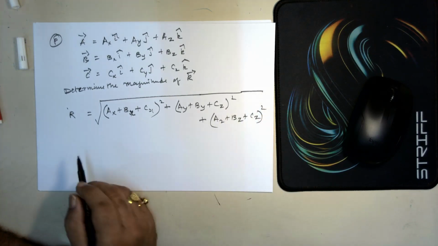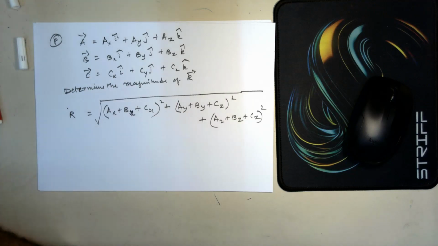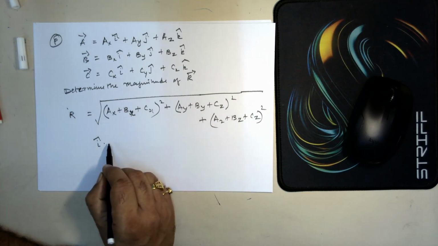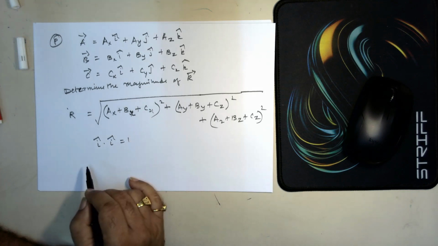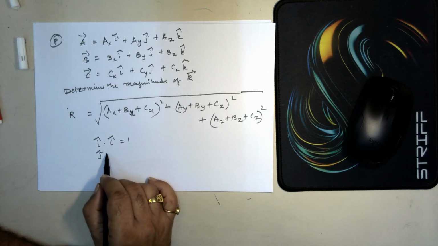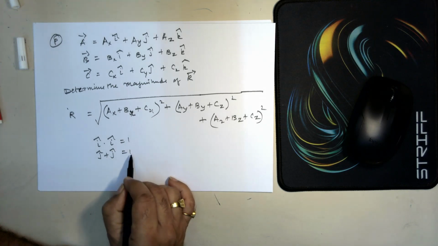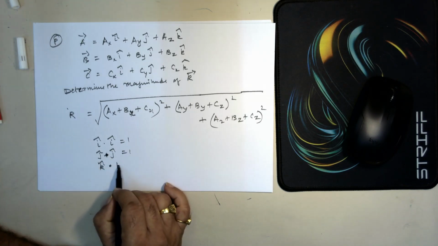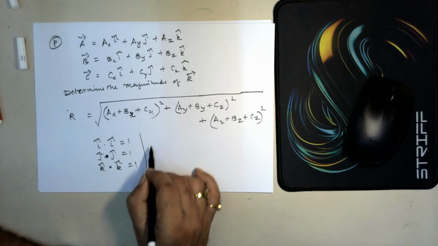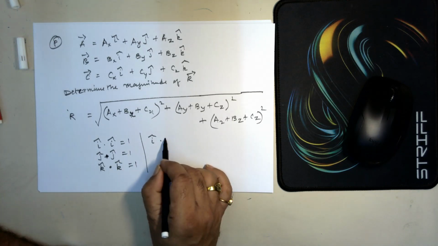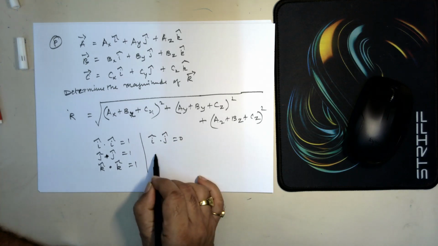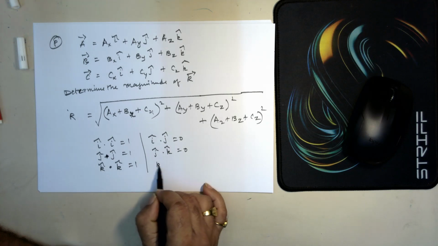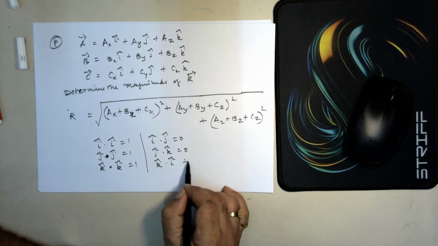That's it. You may wonder, sir, how these I caps have gone. You know very well, I cap dot I cap is equal to what? J cap dot J cap is equal to what? K cap dot K cap is equal to what? But I cap dot J cap is equal to 0, J cap dot K cap is equal to 0, K cap dot I cap is equal to 0.